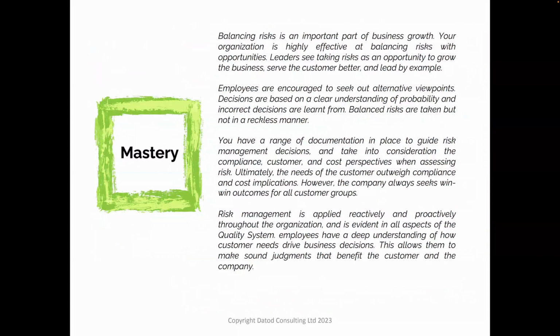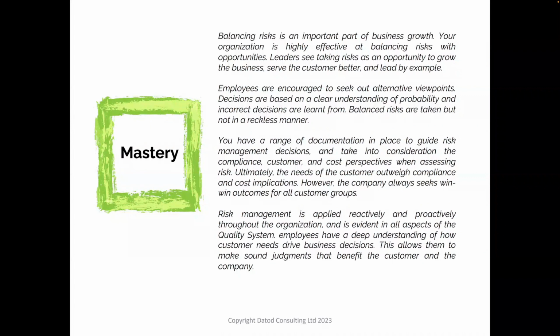Leaders see risks as an opportunity to grow the business and serve the patient, effectively leading by example. Employees are encouraged to come up with alternative viewpoints. Decisions are made with a clear understanding of probability, and any mistakes and incorrect decisions are used as learning opportunities. Balanced risks are taken, but not in a reckless manner. It's done as a balanced approach to balancing the risks with opportunities.